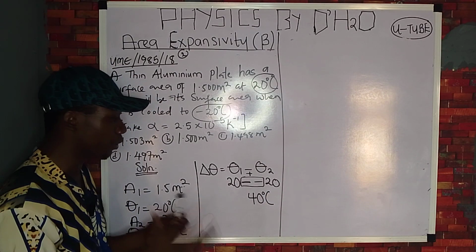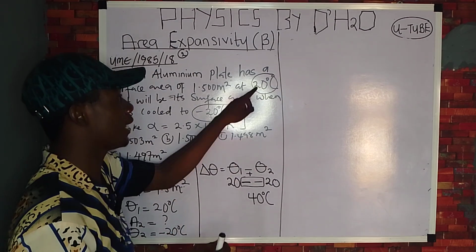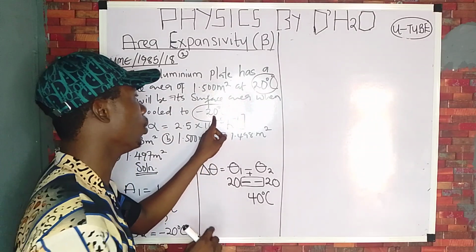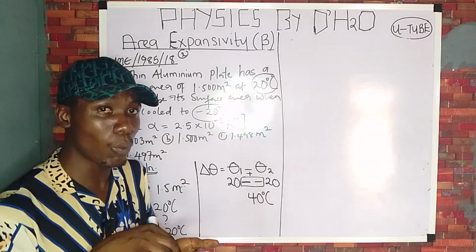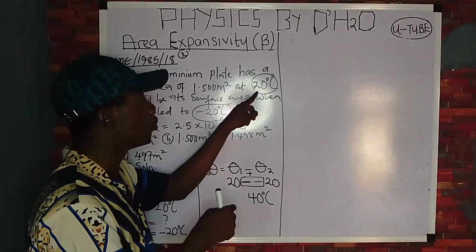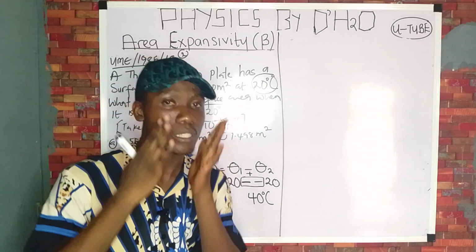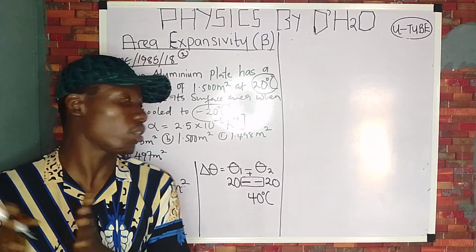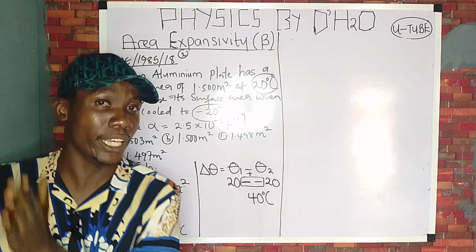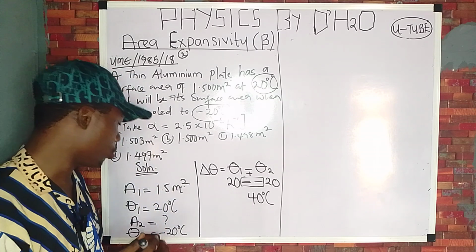Did you get it? So be careful. Whenever you see that the initial temperature is higher than the final temperature, please do well to subtract the smaller one from the bigger one. And whatever you do in the temperature will also affect the area. So our area is going to be A1 minus A2. That's what our area is going to be.